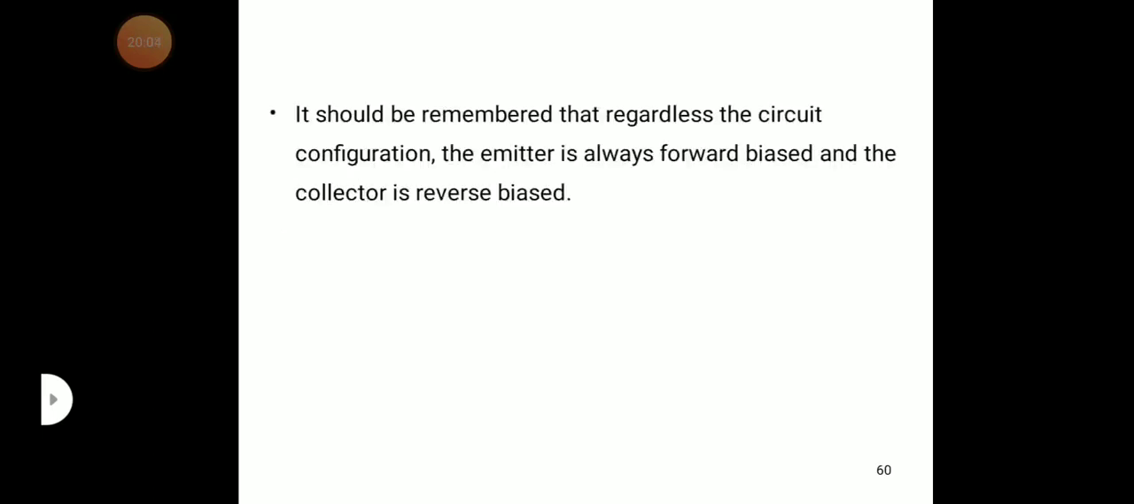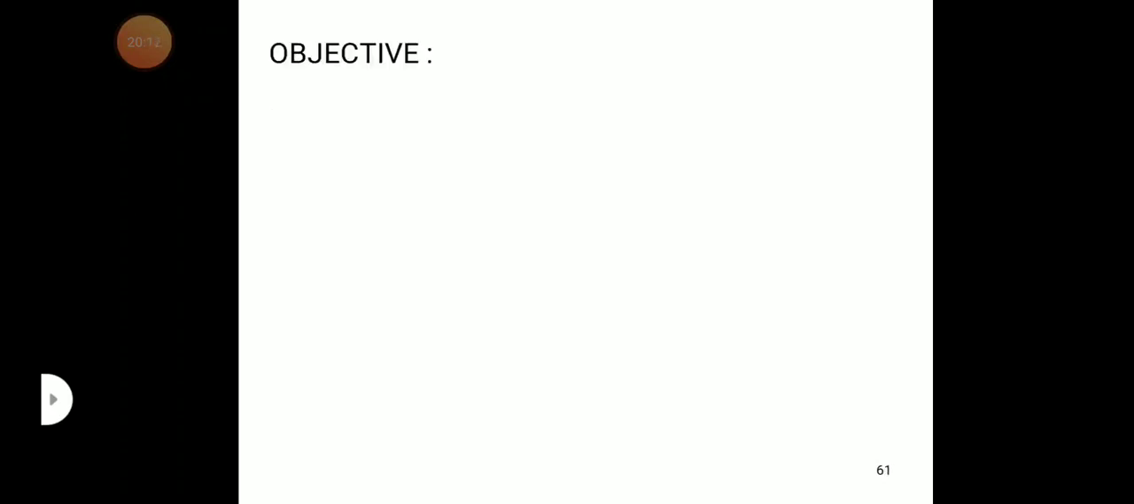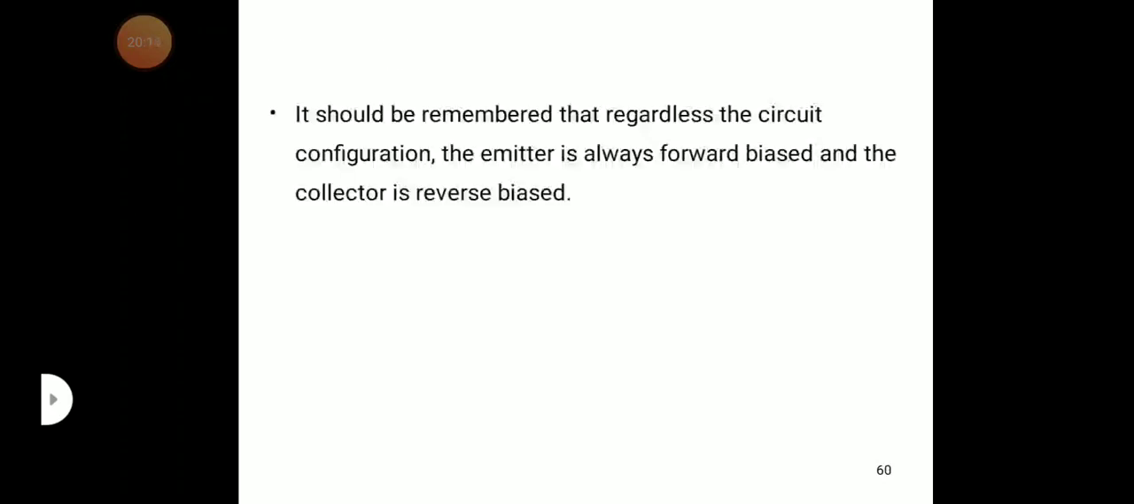It should be remembered that regardless of the circuit configuration, the emitter is always forward biased and the collector is reverse biased. That is the main thing we need to remember. The transistor is always operated in the active region. That is nothing but the emitter junction being forward biased and the collector junction being reverse biased.